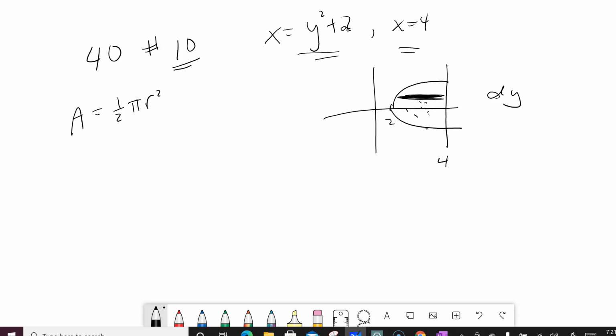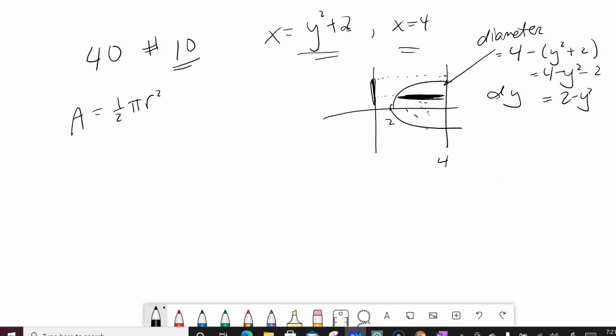So this distance here is the diameter, right? Let's figure out what the diameter is, and then we can figure out what the radius is. When we're measuring from here, we go all the way out to 4, and take away this distance. So subtract off y squared plus 2. This gives me 4 minus y squared minus 2, so this gives me 2 minus y squared.